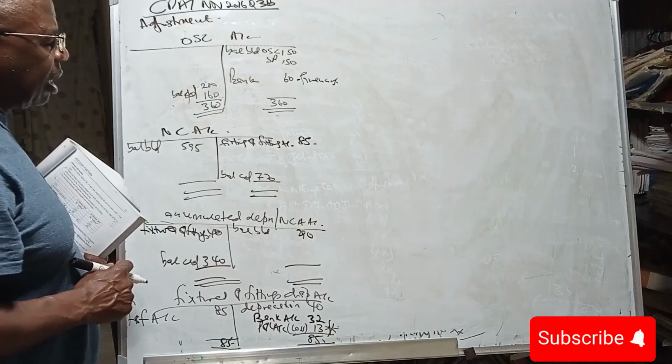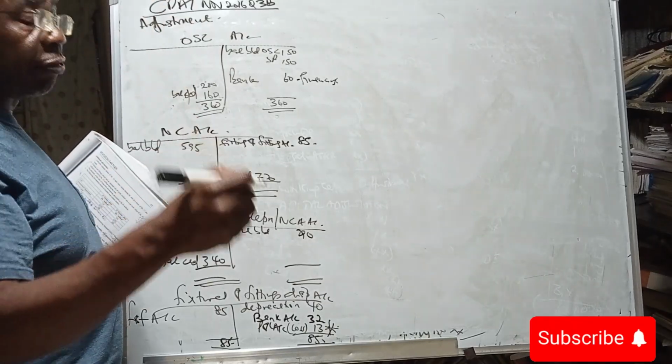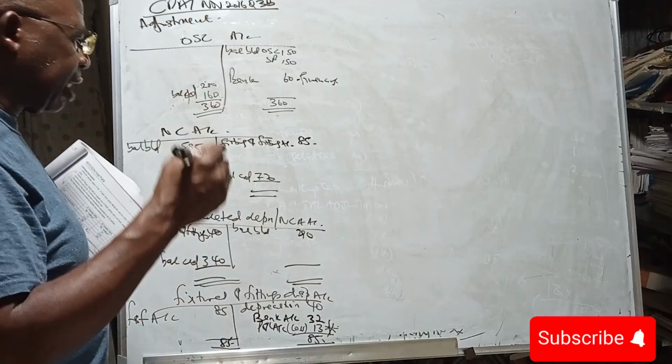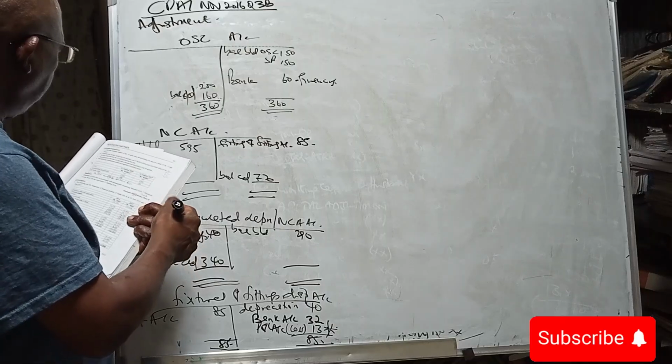It is an adjusting item because we deducted it in the income statement and it didn't result in a cash outflow. Now we will add it back.